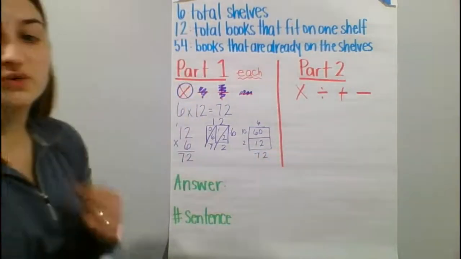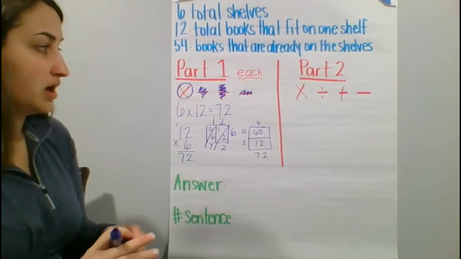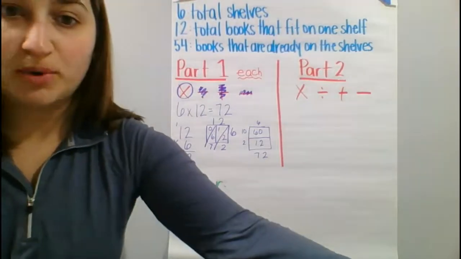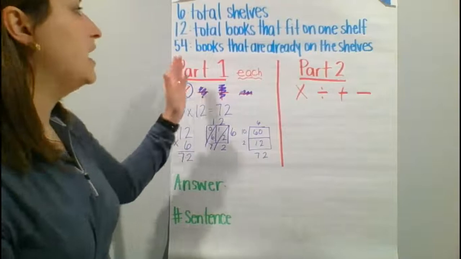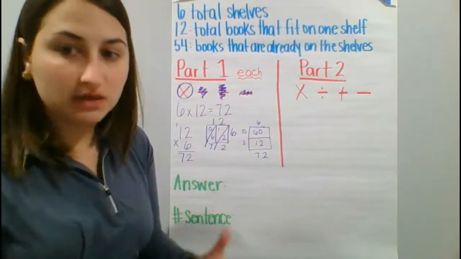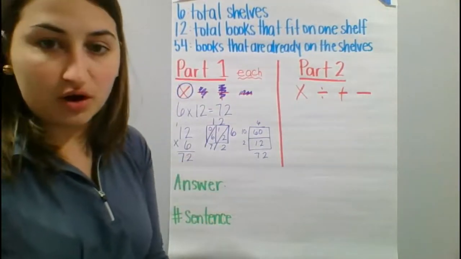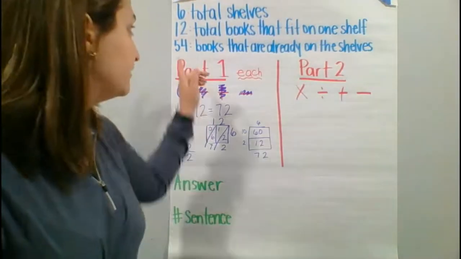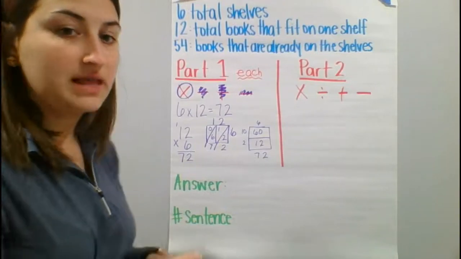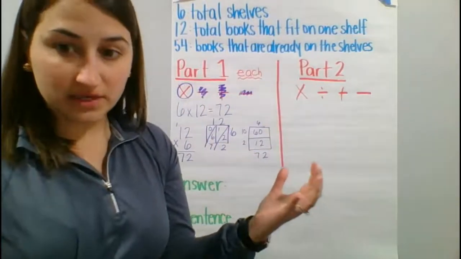So the 72 is going to represent how many total books can fit on all 6 of the shelves. And then we're going to move on to part 2. In part 2, we're trying to figure out how many more books we can still fit on the shelves. So we have a total of 72 books that fit on all of the shelves, and then we have 54 books that we've already placed on the shelf. So we want to know how many places there still are left.